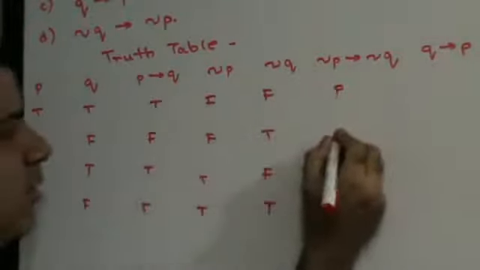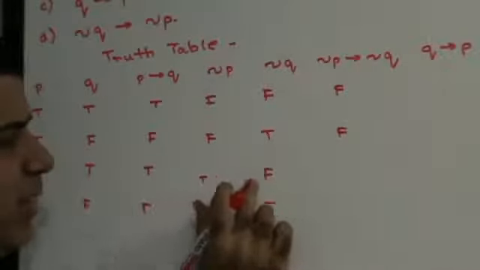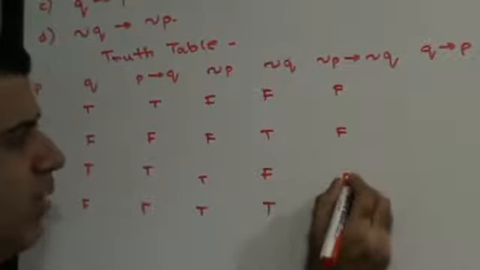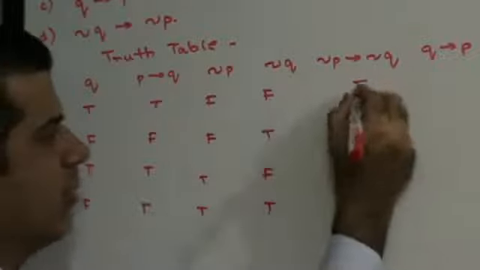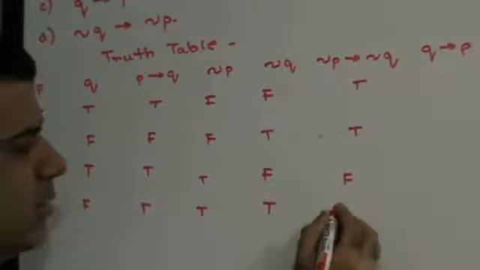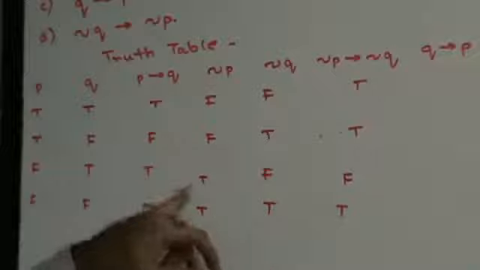I want an implication between these two. Implication, the rule is if the first statement is true and the second statement is false, then the answer is false. Sorry, these two will be true. And this is going to be true. If the first statement is true and the second statement is false, only then is the answer false.